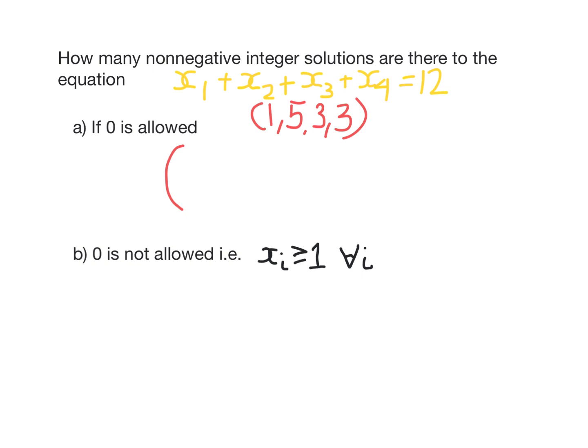So if 0 is allowed, as it was in the last example, we can just use our formula, which was n plus r minus 1 choose r minus 1. Here, n is the number of stars or balls, in this case what we're adding up to, which is 12.